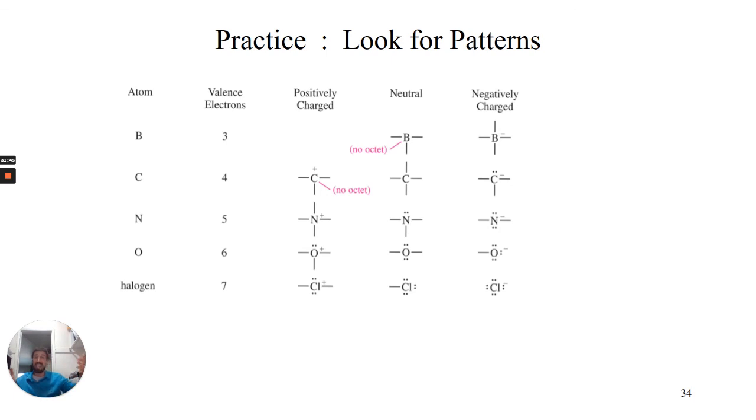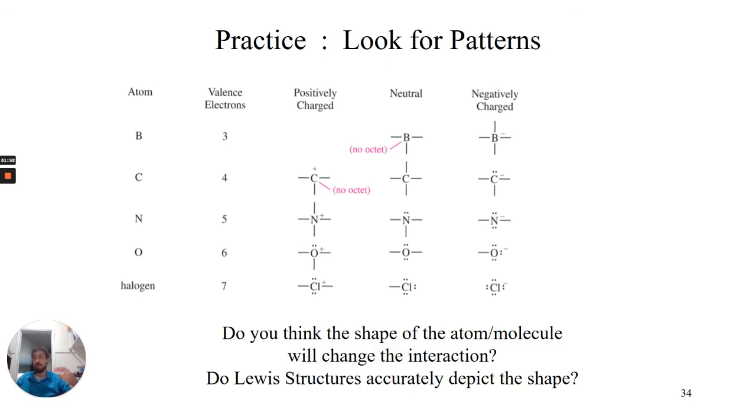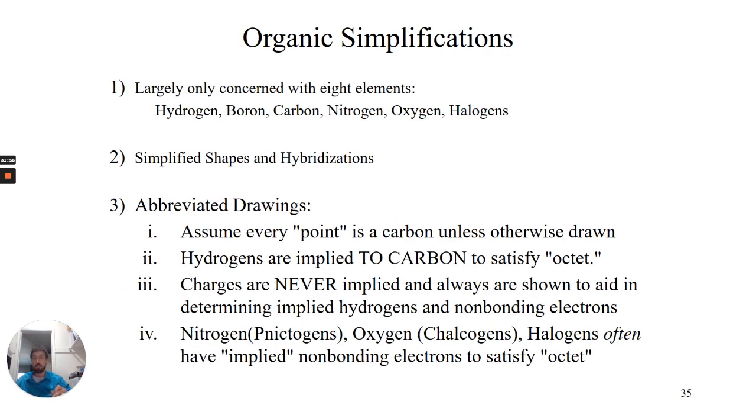Because once you have that, now you can layer on the shape. Once you have the shape, now you can layer on even more. Okay? What do we mean by more? Well, that would be our hybridization that we'll see in the next unit. Okay? So we got to put it all together. So big simplifications again. Largely hydrogen, boron, carbon, nitrogen, oxygen, and the halogens. So kind of those families sets us up nicely. Simplified shapes and hybridizations. We haven't covered hybridizations, but shapes, largely the tetrahedral categories are a big one. And then our abbreviated drawings.